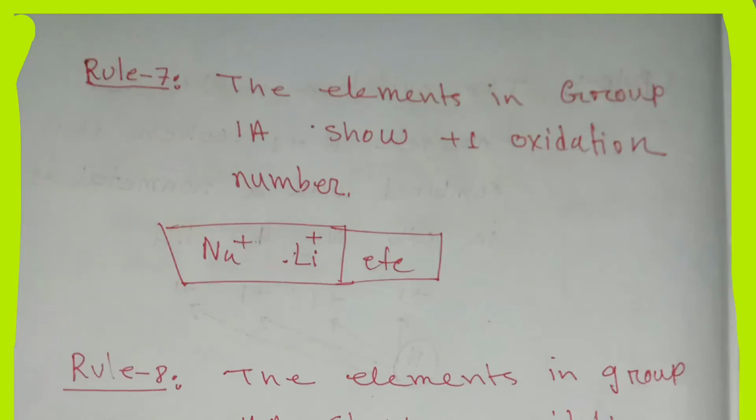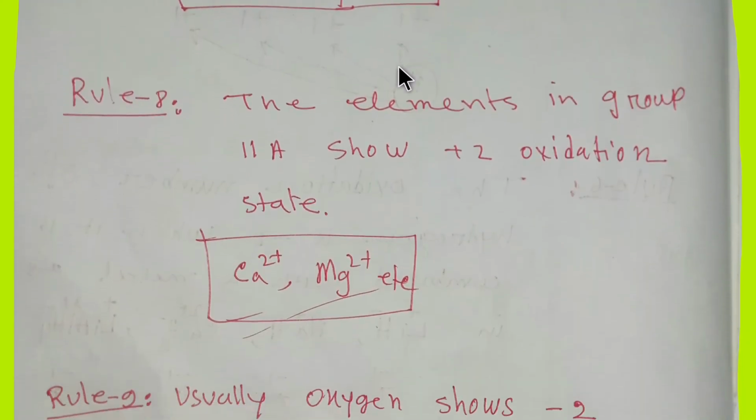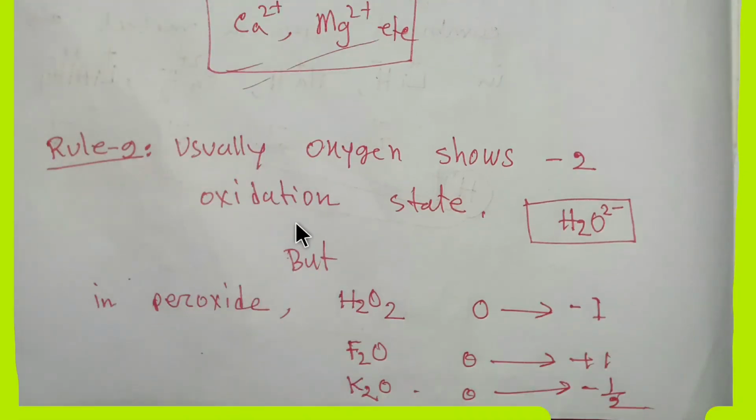Well, now I am going to reveal rule number 7 for finding the oxidation state of an unknown element in a compound. So let's get started. The elements in group 1A usually show +1 oxidation state, like sodium, potassium, lithium, etc. Rule 8. The elements in group 2A show +2 oxidation state, like calcium, magnesium.